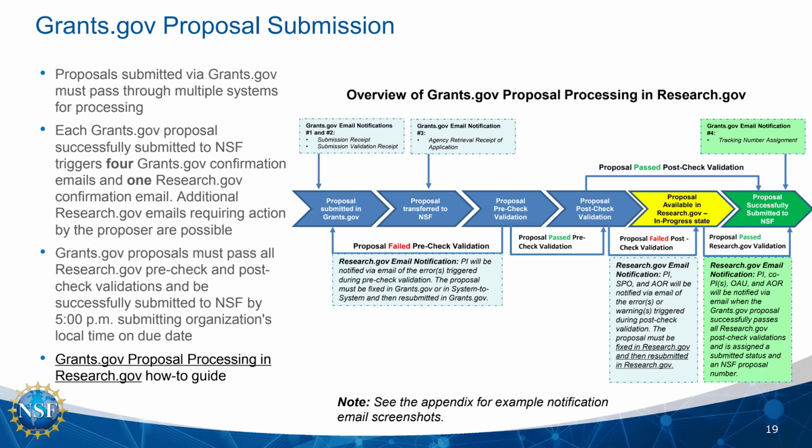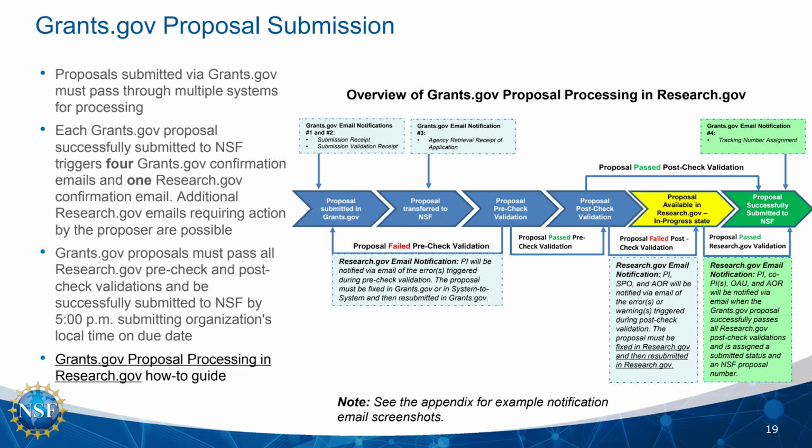If a proposal passes pre-check but fails post-check, you have to correct that proposal in Research.gov. What happens is the proposal will come in. If it fails a section, maybe you forgot broader impacts, it now lives in Research.gov as an unsubmitted proposal. You have to go to Research.gov to fix that.